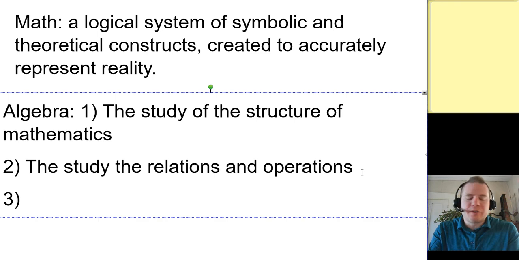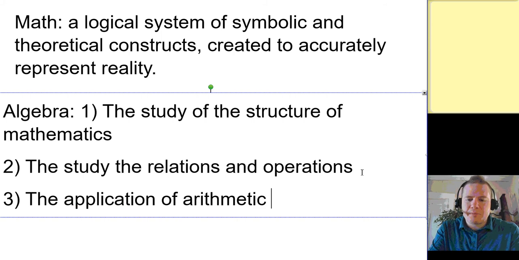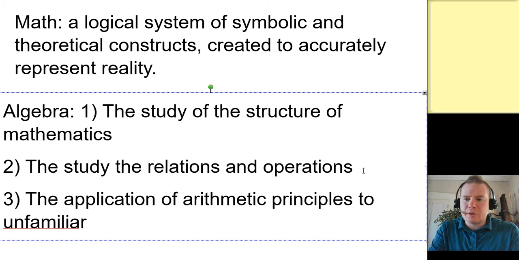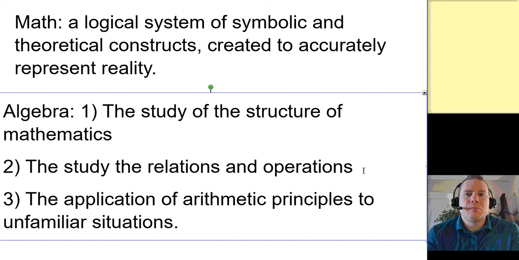A third definition of algebra, and I hope you're writing all of this down, is the application of arithmetic principles to unfamiliar situations. And that's probably more akin to what most of you think of when you think of algebra. Doing arithmetic with variables. And variables are how we deal with unfamiliar situations. One way that we deal with unfamiliar situations.